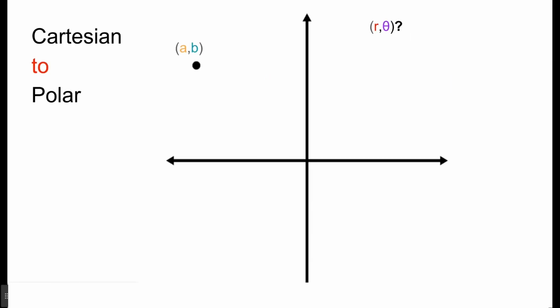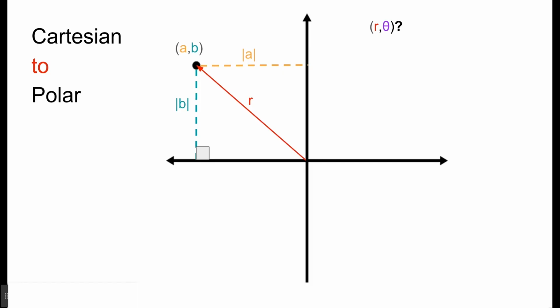Now, generally, we don't always have a Cartesian coordinate, or we don't always have a polar coordinate associated with some point, and so we want to figure out how we can go from one to the other. So here, let's talk about going from Cartesian to polar coordinates. If I have some Cartesian coordinate a, b, I know that the distance that point is from the y-axis is a, and from the x-axis, the distance is the absolute value of b, or the y value.